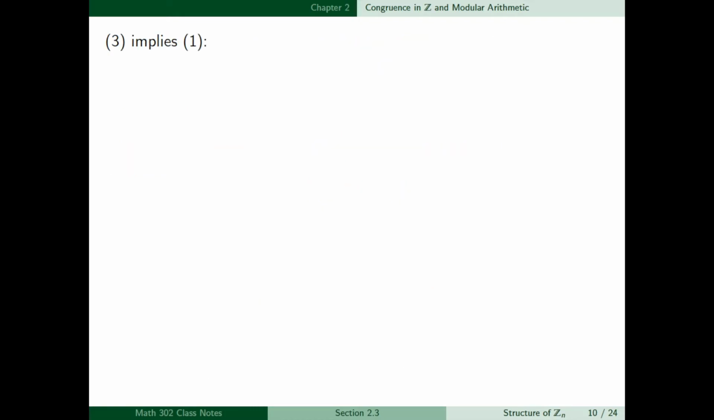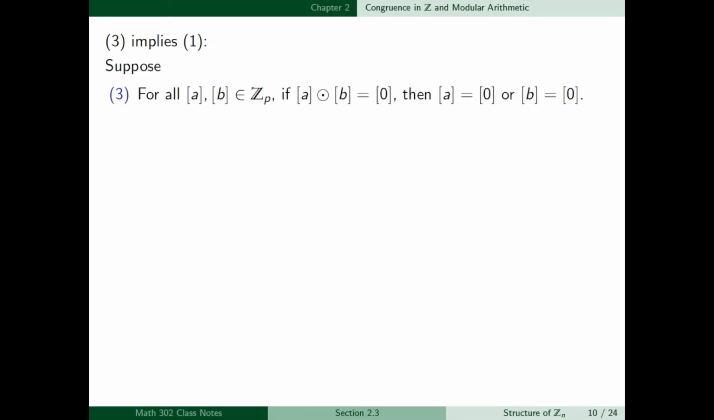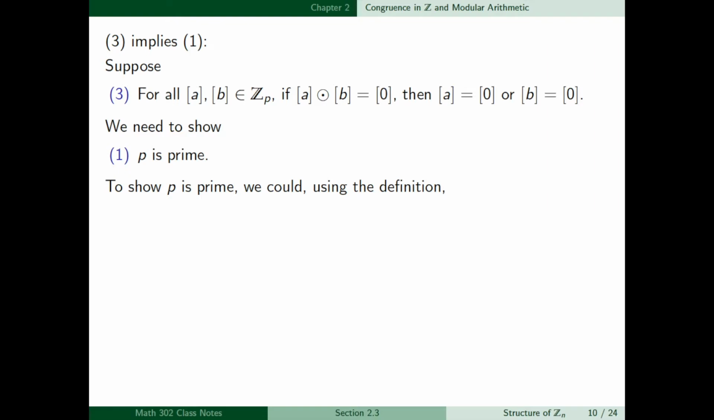Next, and finally, we have condition 3 implies condition 1. So we'll suppose 3 holds, and we need to show 1 holds, that P is prime. So to show that P is prime, we could, using the definition, show the only divisors of P are plus or minus 1 and plus or minus P.